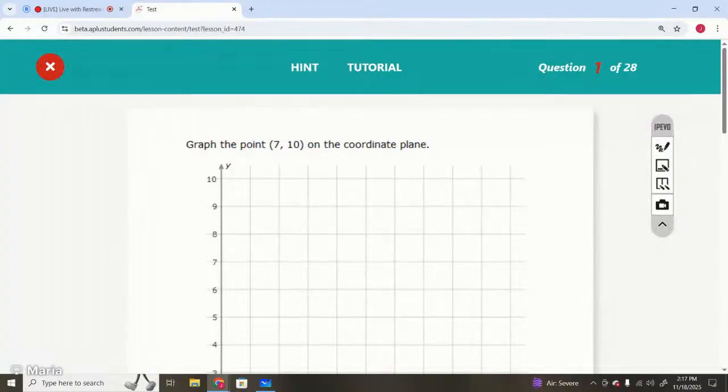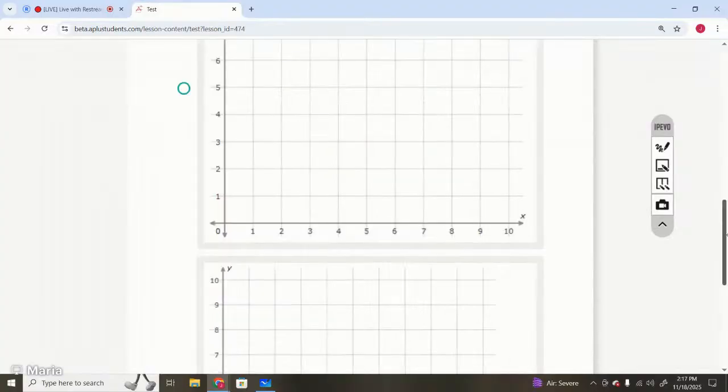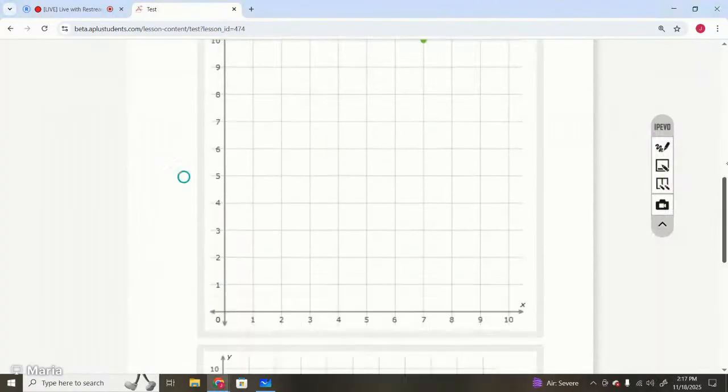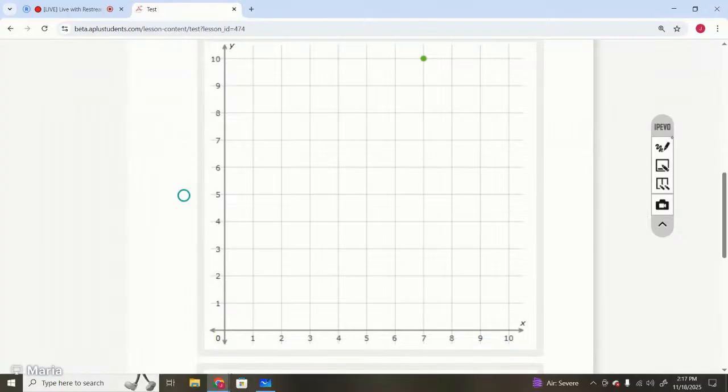Graph the point 7, 10 on the coordinate plane. So 7, 10, start with the origin, that is 0, 0. X is 7 and Y is 10. So you have to move 7 points right and 10 points up. Look at this first graph. Here is the origin. You need to move 7 points right and 10 points up.